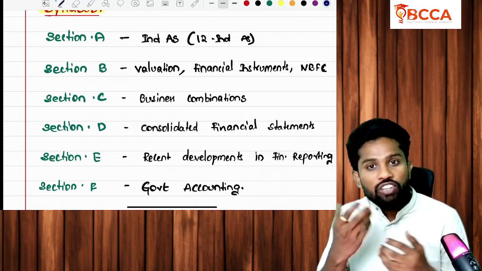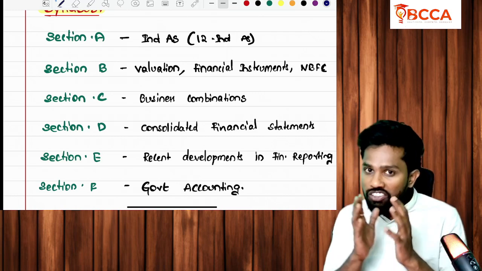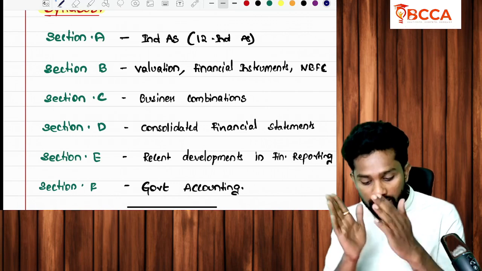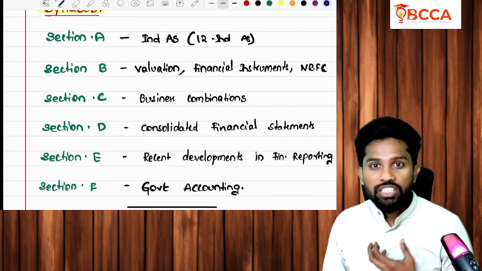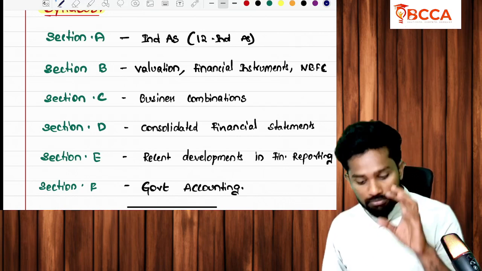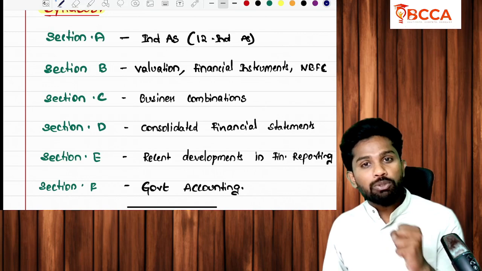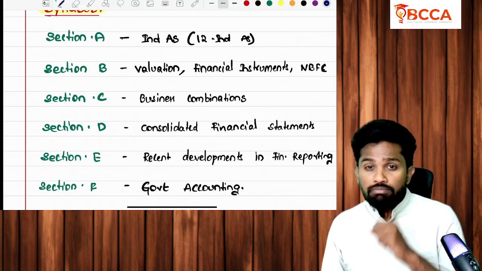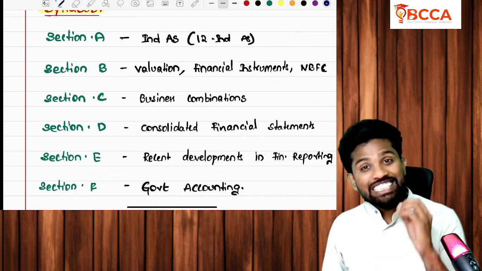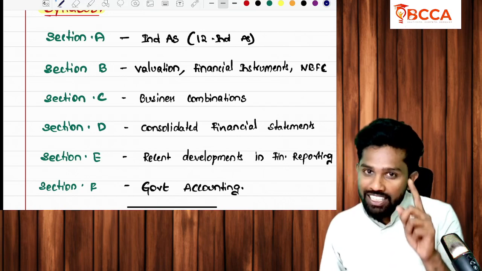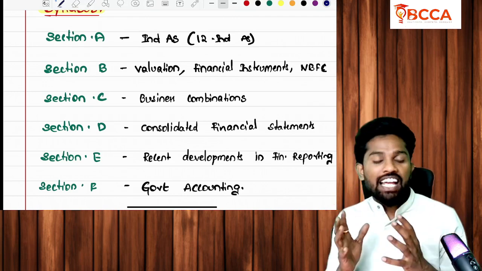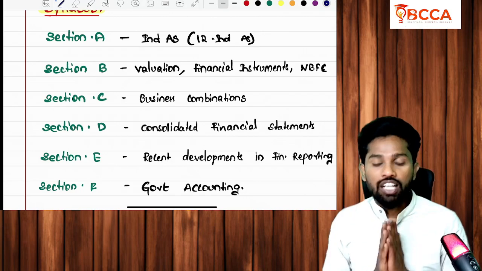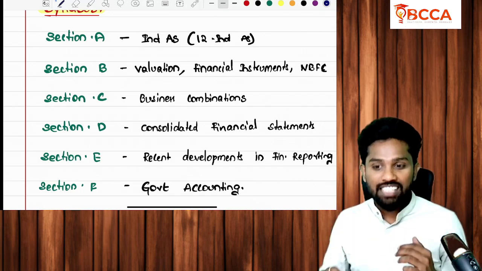Section B is about valuation of shares, goodwill, financial instruments, and NBFC. Section C is about business combinations, I mean amalgamation. Section D is about consolidated financial statements. Section E is about recent developments in financial reporting, and Section F is about government accounting. These are the 6 sections we have. Now let us understand the trend.